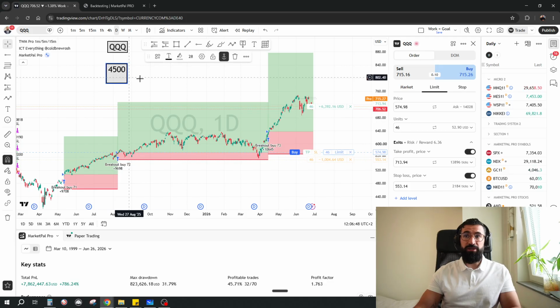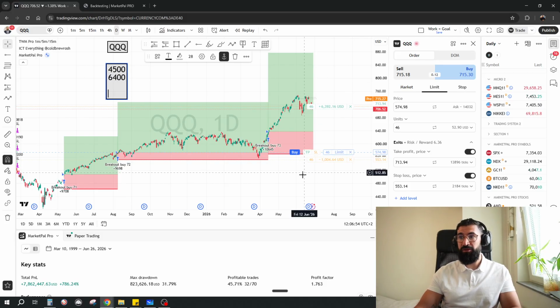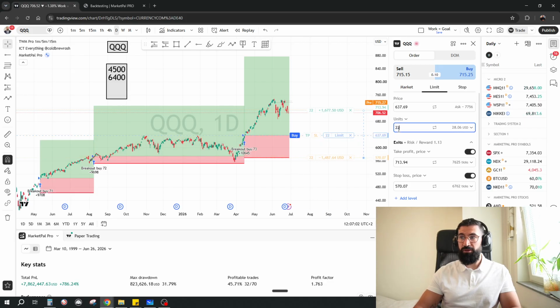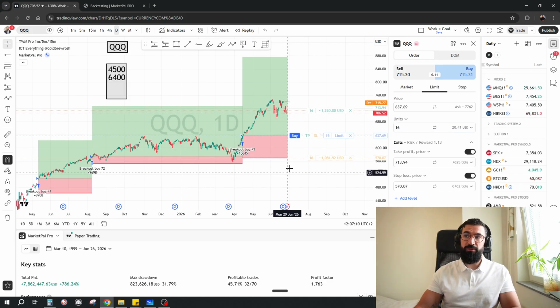And because I'm still in running profits, these are the profits, 6,400. Let me make the math easy for us. All right, and the third entry right there, I'm going to put it to 14 or 16 units, have it around $1,000 in risk. So this is basically how it works.